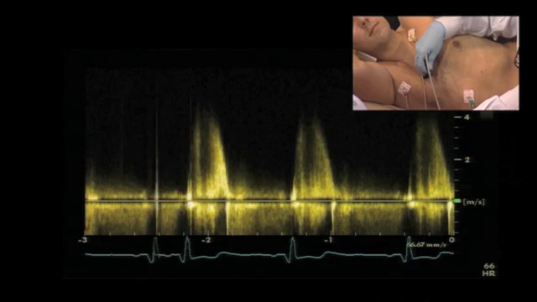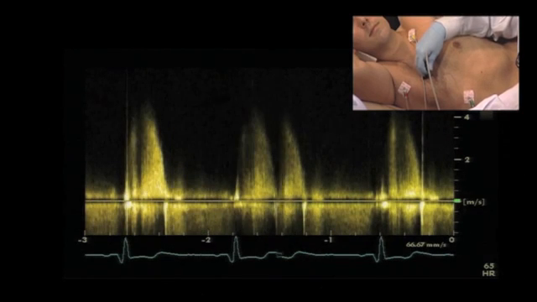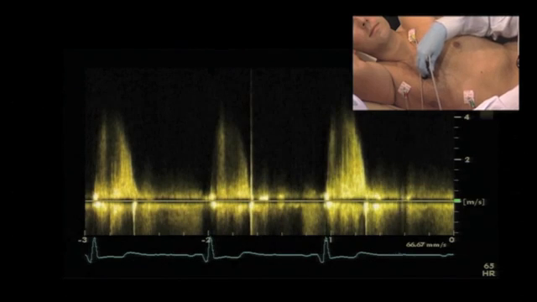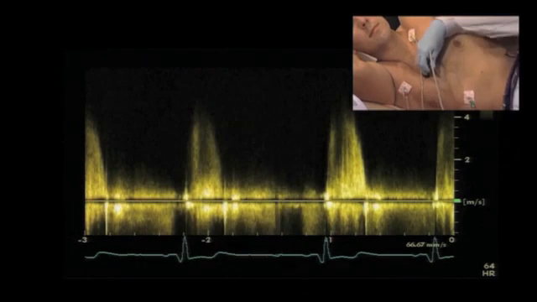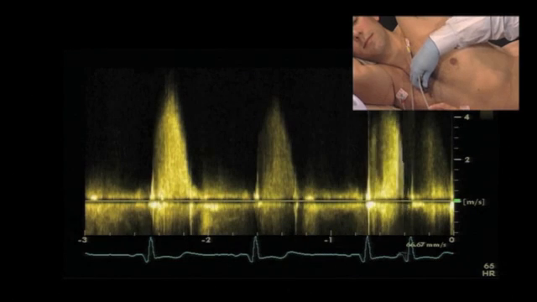It's important to use very small adjustments of the transducer to optimize your signal and to really put the patient in a position where he's turned to the right as far as possible.